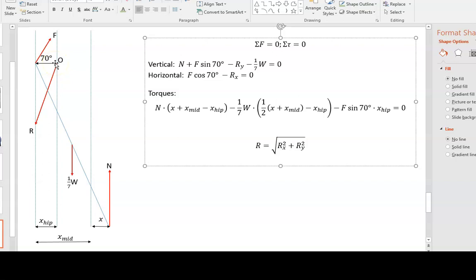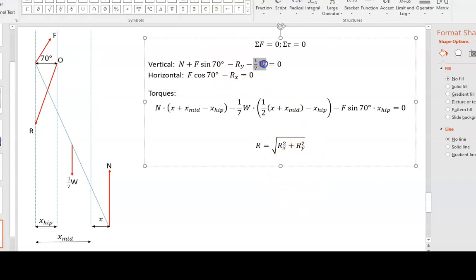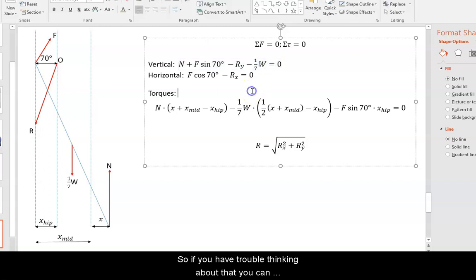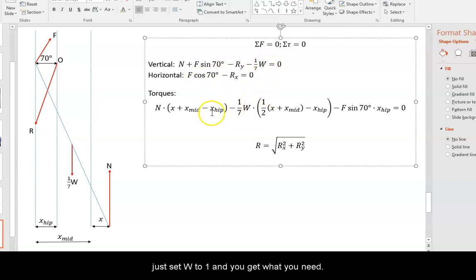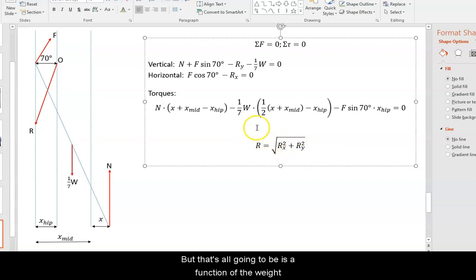And this is all going to be as a factor of the weight W, right? So if you have trouble thinking about that, you could just set W to 1 and you get what you need, right? But that's all going to be as a function of the weight W.